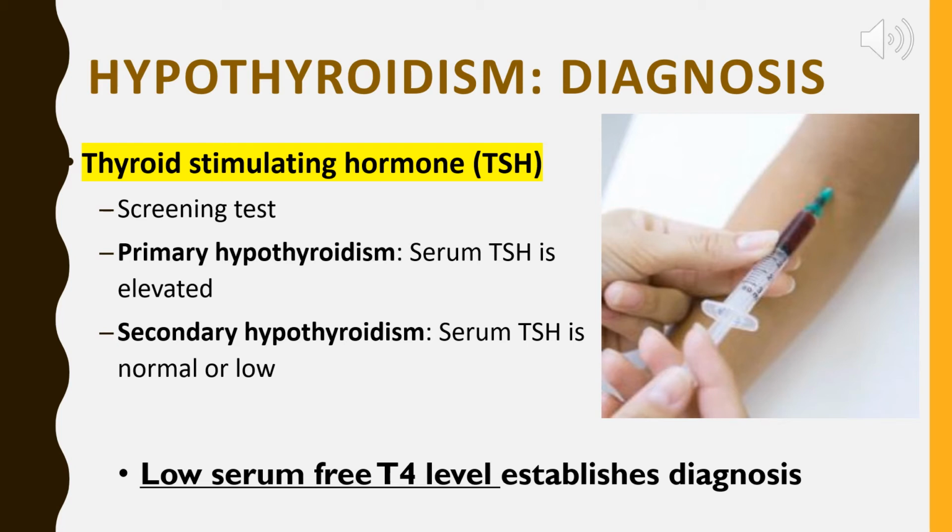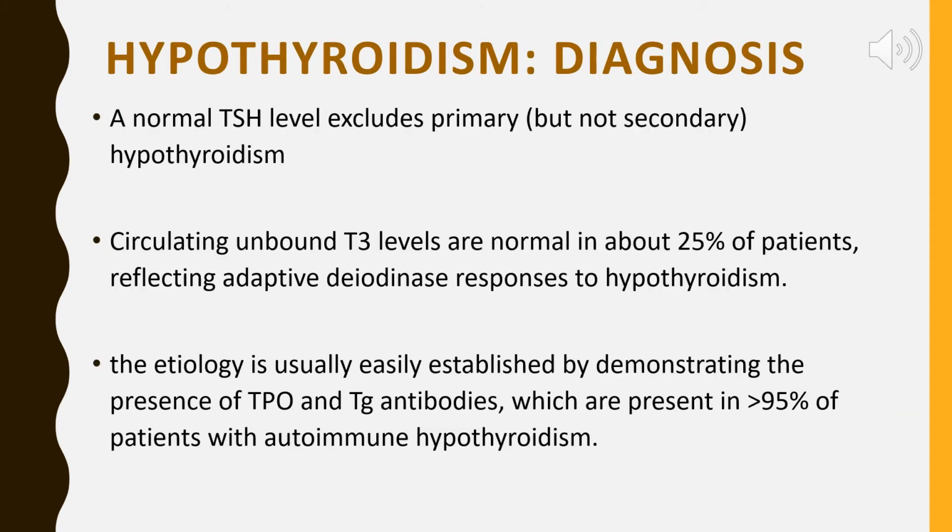Primary hypothyroidism is characterized by elevated TSH levels because of the lack of negative feedback to the pituitary gland. Secondary hypothyroidism is characterized by low or inappropriately normal TSH levels because of the pituitary pathology. A normal TSH level excludes primary but not secondary hypothyroidism.